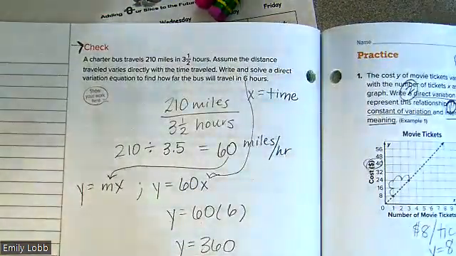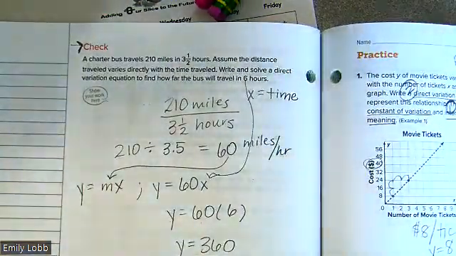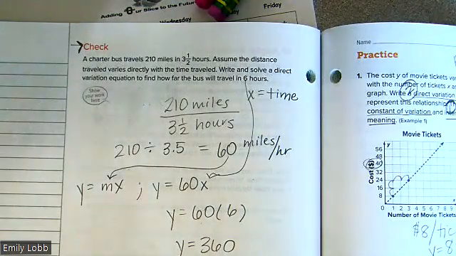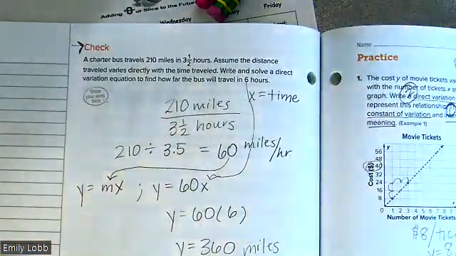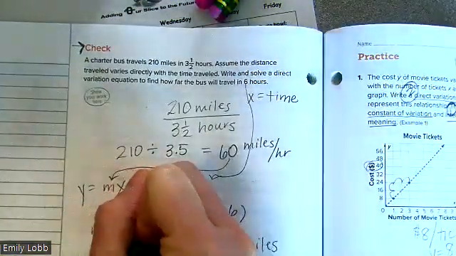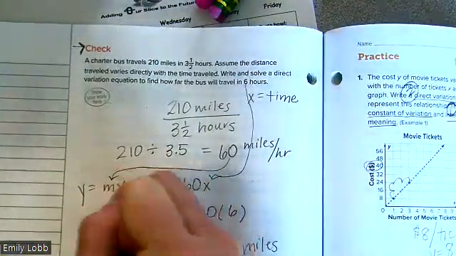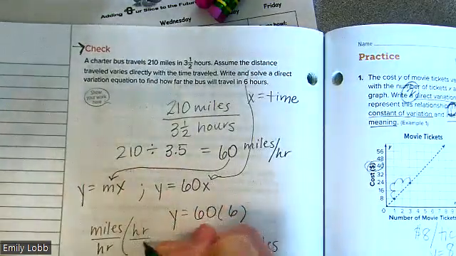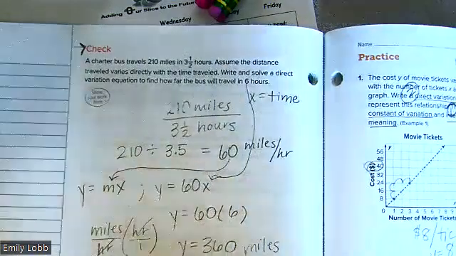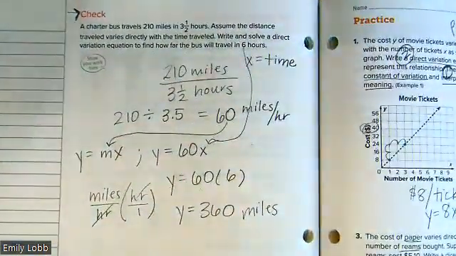360. What's my unit? What is Y? Dollars. No. Miles. Good job, Logan. Because if this was miles per hour and we multiplied it by the hour, that would cancel out and we'd be left with miles, right?